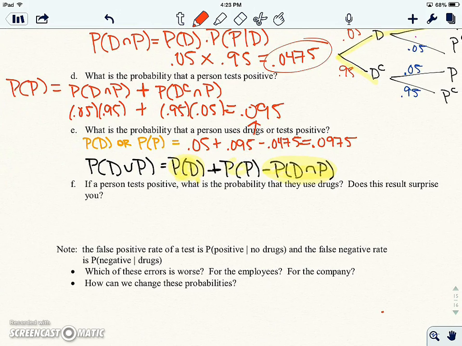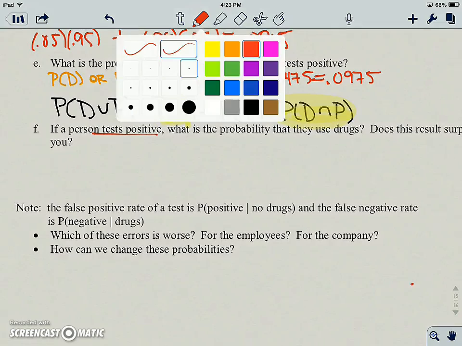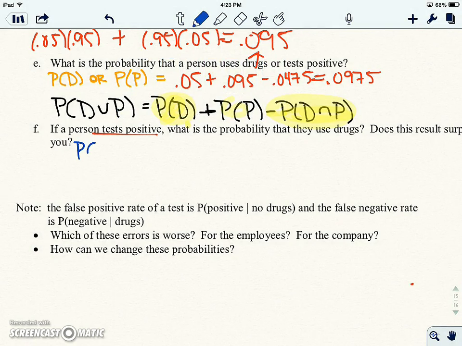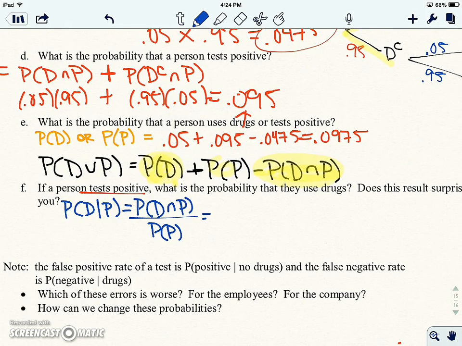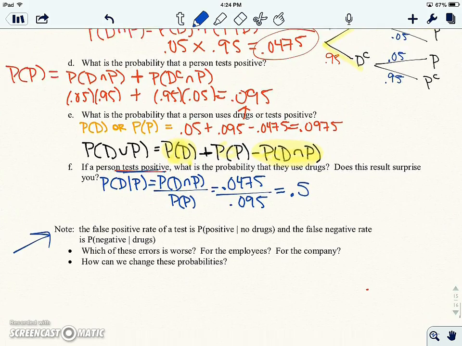Okay, last question. If a person tests positive, what is the probability that they use drugs? Well, that is a given. We know that they tested positive. So we have the probability that they use drugs given that they tested positive. Well, that's our formula, the probability of drugs and positive, all over just the probability of testing positive. We already know that drugs and positive are 0.0475. Just the chance of testing positive in itself, 0.095, and you might be surprised to see that it's 50% chance. So if a person tests positive, there's only a 50% chance that they actually use drugs. That other 50% would be considered a false positive. And we're going to talk about that part in class next time.